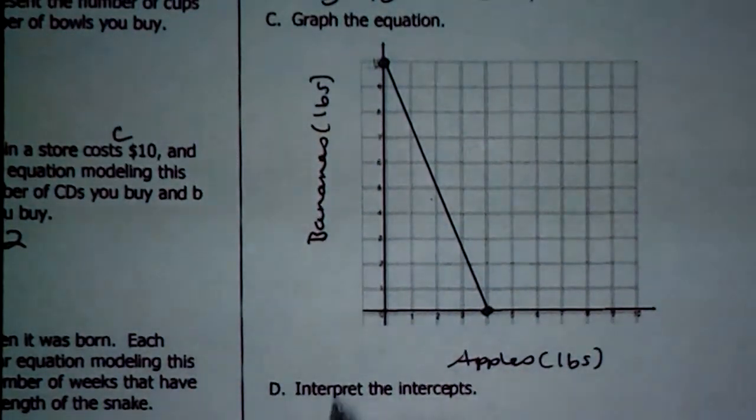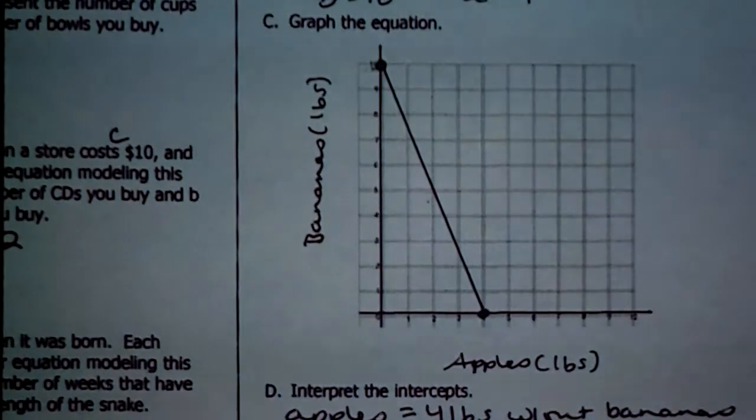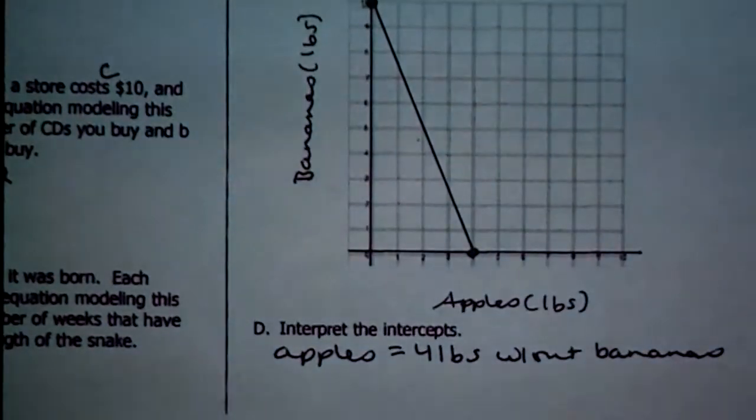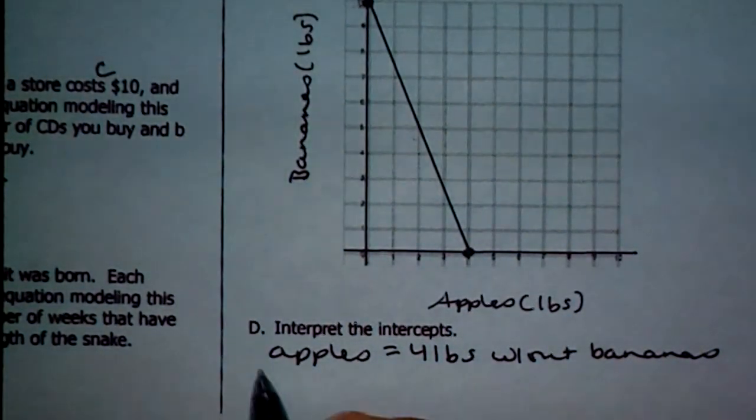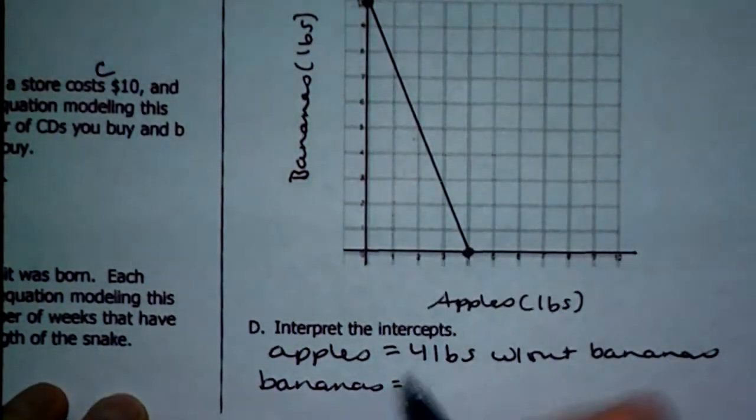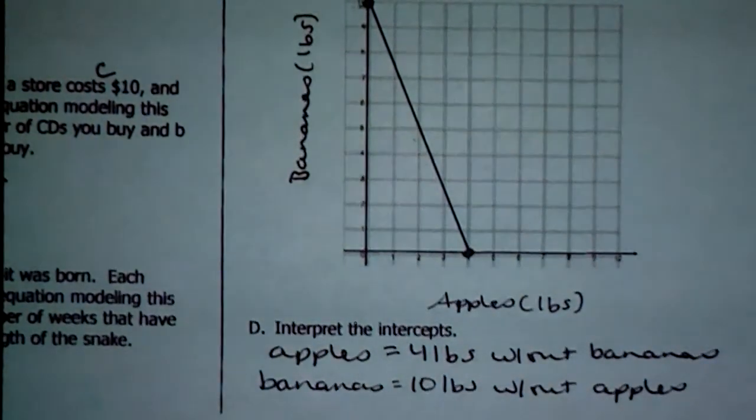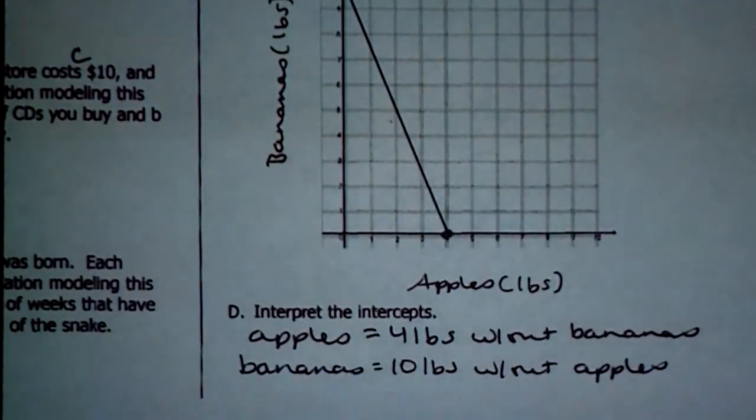So for apples, I would just say I can buy 4 pounds without bananas. So if you just decided, forget it, I'm only going to buy apples, you could buy 4 pounds of them. For bananas, B-A-N-A-N-A-S, you could buy 10 pounds without apples. So basically those intercepts just tell us when the other one is 0 what the current one is. That's all they mean. I'll see you tomorrow.